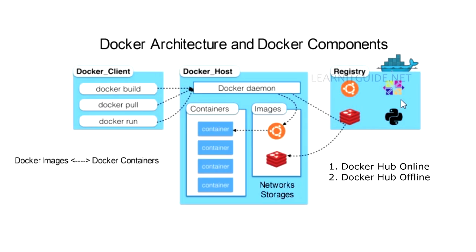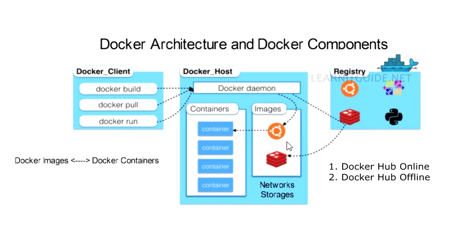We have two services available with Docker hub, that is public and private. If you want your images to be available to everyone, set it to public. If you want your images only for you, then set it to private. Docker hub offline is available locally and maintained within the organization. By default, if we pull an image, it checks the local Docker hub registry. If it does not find the image locally, then it will download from the online Docker hub.